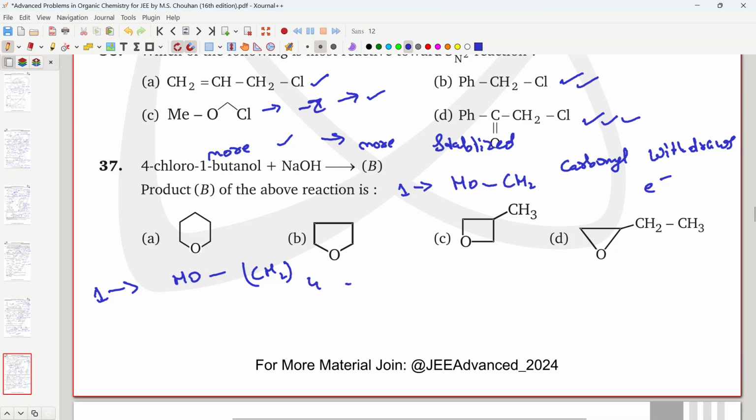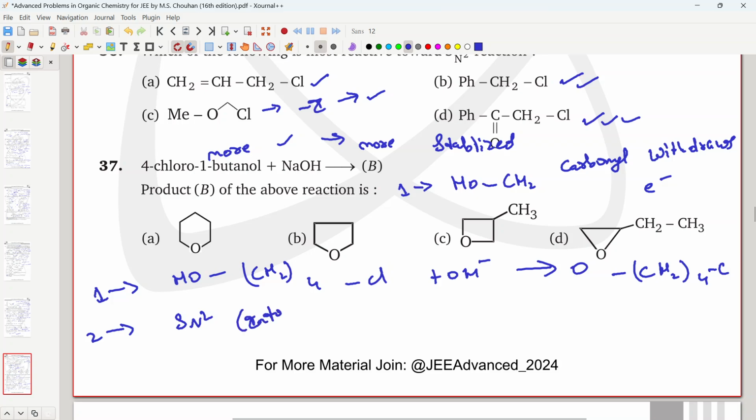HOCH2 4-Cl plus OH minus gives the alkoxide, Cl. Now step 2, SN2, intramolecular SN2. The alkoxide attacks the carbon bearing Cl.